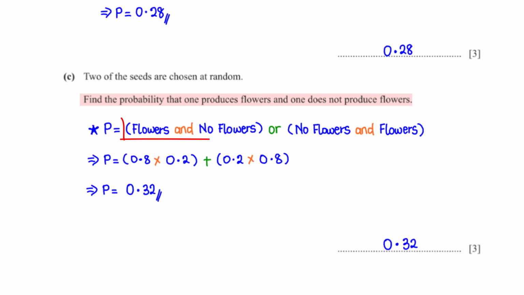This means the seed that produces flowers is picked first and the one that does not is picked second, or the seed that does not produce flowers is picked first and the one that produces flowers is picked second. By substituting the values from the tree diagram, we can write the probability as this. When we type this into the calculator, we get 0.32.